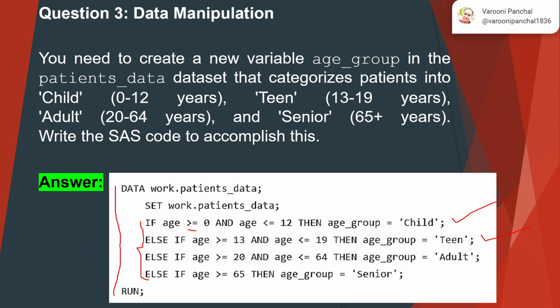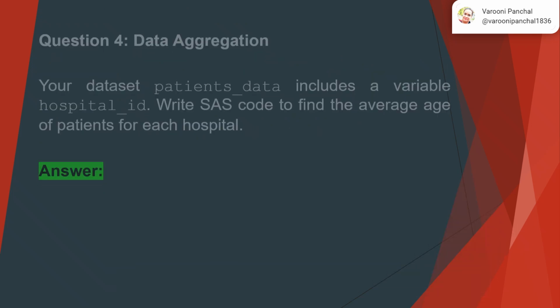Else if age is greater than or equal to 20 and age is less than or equal to 64, then age_group is adult. Else if age is greater than or equal to 65, then age_group is equal to senior. So this is how you write the SAS code.